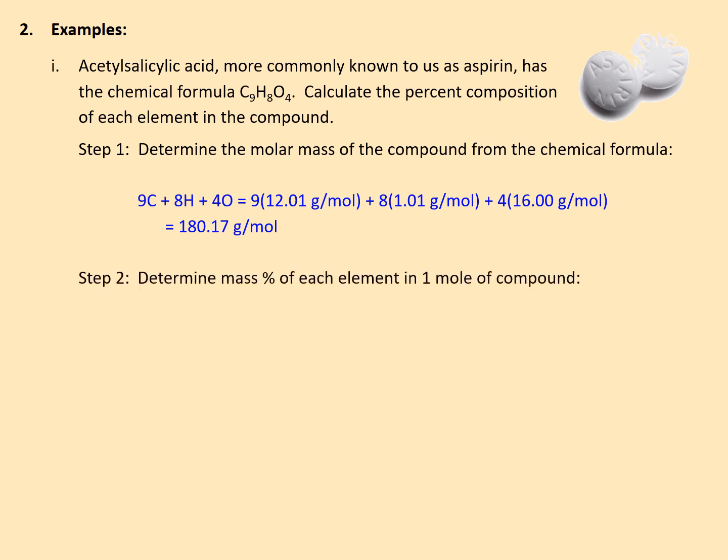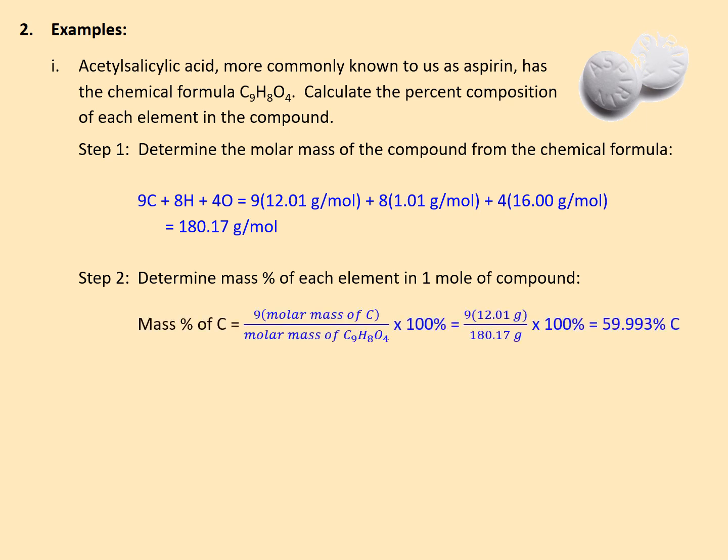The second step then is to determine the mass percent of each element in 1 mole of the compound. So in 1 mole of acetylsalicylic acid, we have 9 moles of carbon atoms. Starting with carbon, we've got 9 times the molar mass of carbon, which is 9 times 12.01, divided by the molar mass of the entire compound, 180.17. That gives us about 59.993% carbon by mass in aspirin.